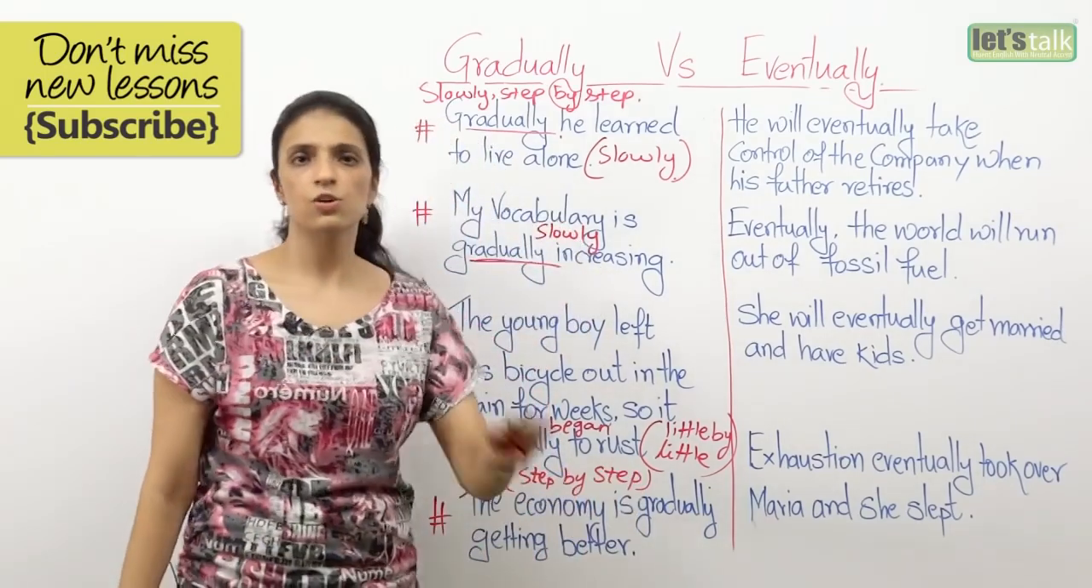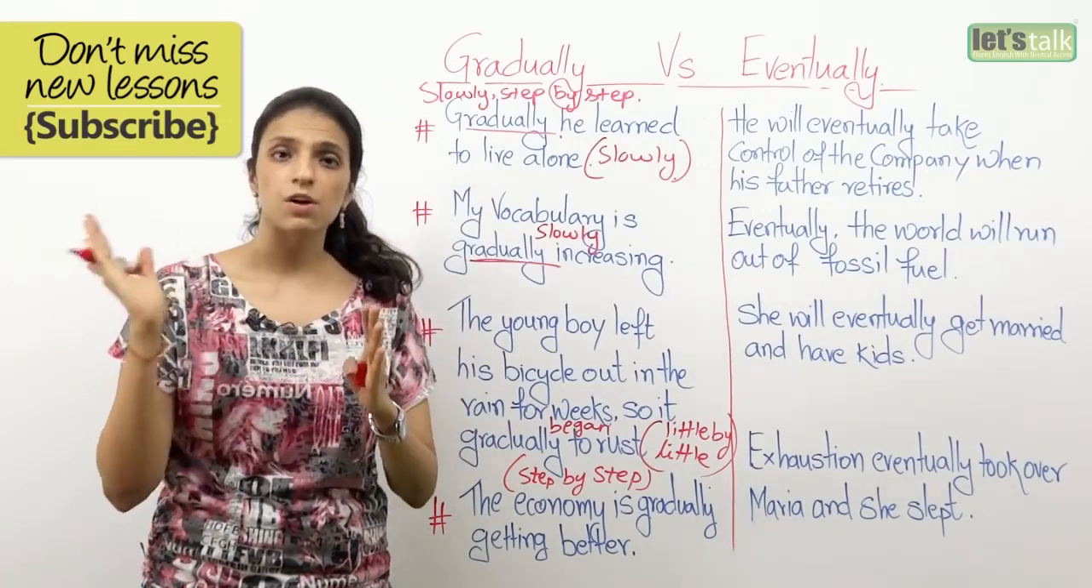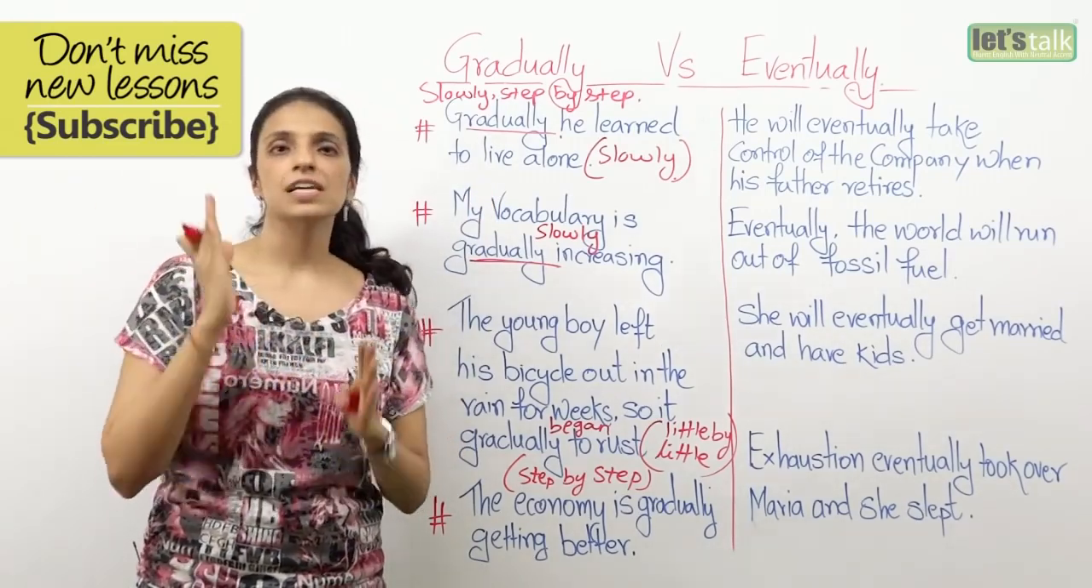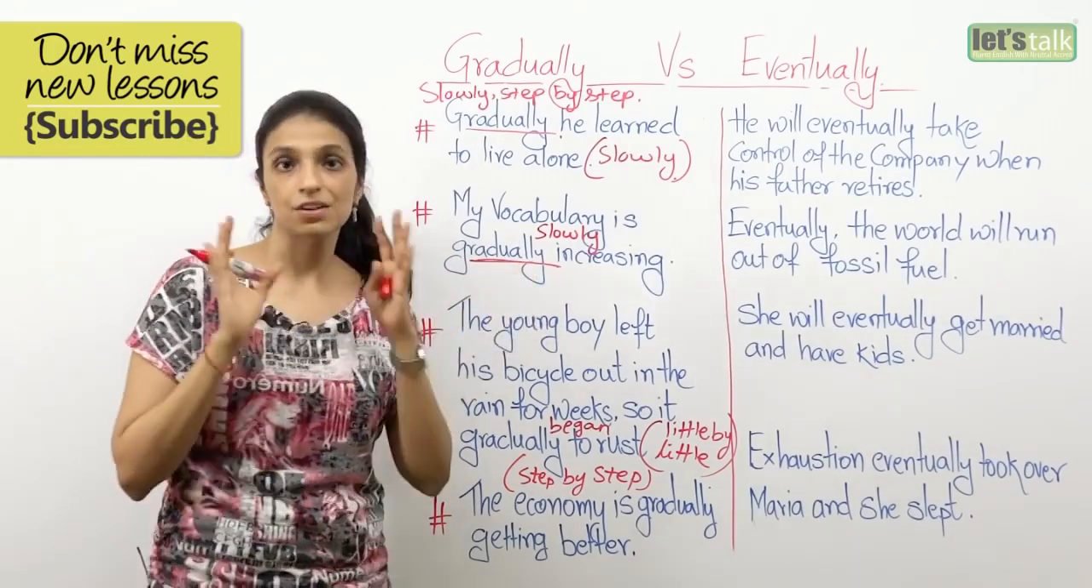Okay friends, so I hope the meaning and the usage of gradually is clear. Remember, it is the opposite of suddenly. Something that is slow, step by step or little by little is gradually.